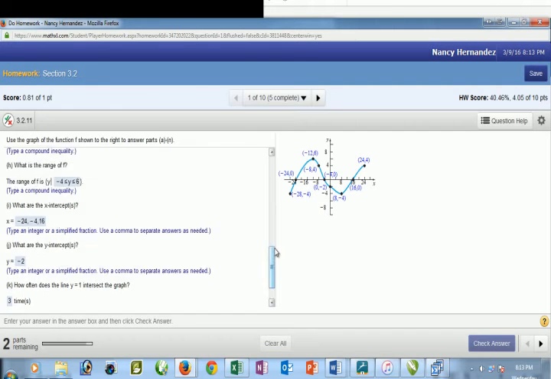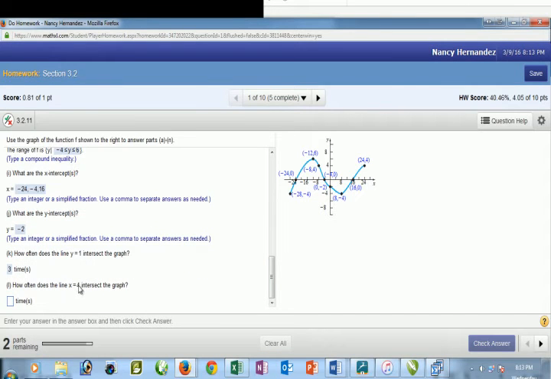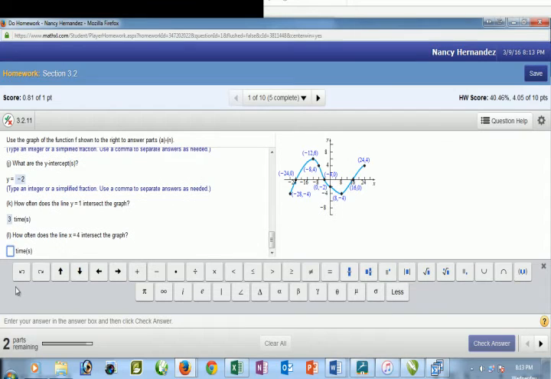Cool. How often does the line x equals 4 intersect the graph? 1. That's a vertical line. How do I know it's a vertical line? Because when you have x by itself, it's vertical.